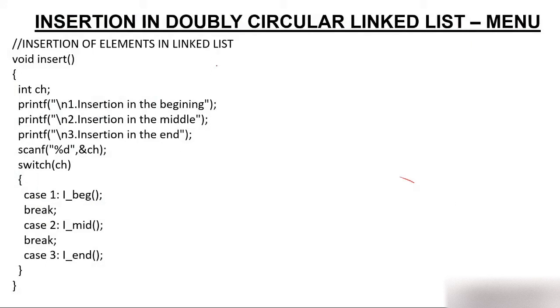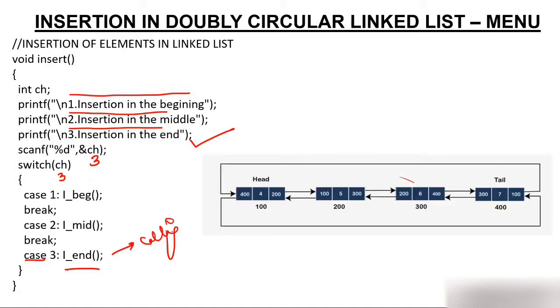Let's start. You know that insert itself has a menu. When you press 1 you can insert at the beginning, when you press 2 you can insert in the middle, and when you press 3 you can insert at the end. My job is to insert at the end. I'll press 3, ch will have 3, I'll jump to case 3, and in case 3 I'm calling the insert function. Meanwhile, if you want to see the linked list, you have a linked list.